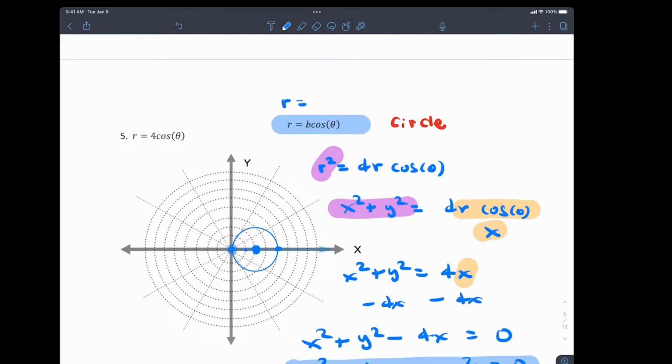R is maybe, I don't know, they write it as 2b cosine theta. So here b is going to be what? 2. And then they'll say, it'll be (x minus b) squared plus y squared equals r squared. So they kind of give you a hint, if you notice here's 4, that means b is 2. There's no accident that the center is at 2.